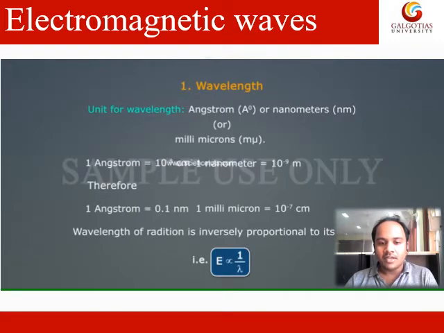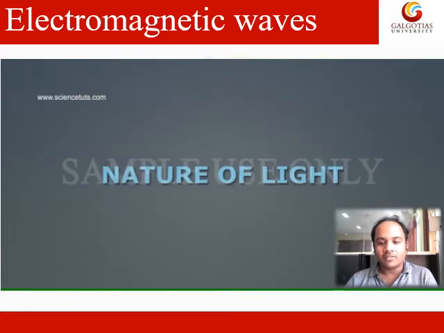So the wavelength of radiation is inversely proportional to the energy. E is equal to 1 by wavelength. So wavelength will be inversely proportional to the energy of light.